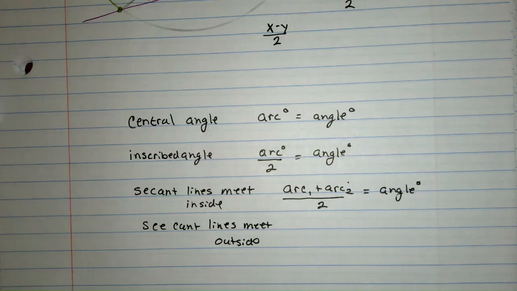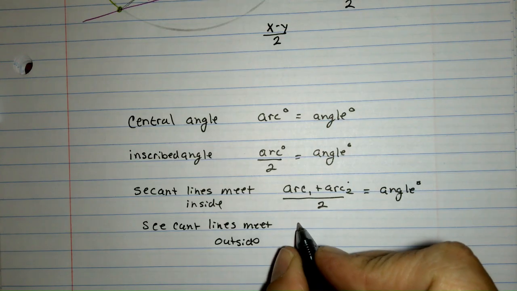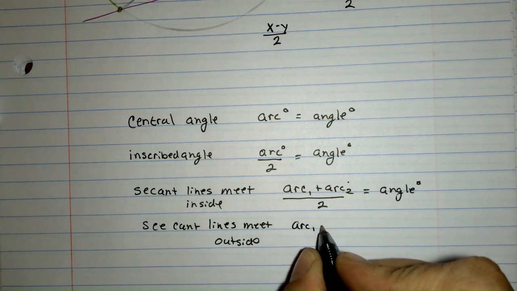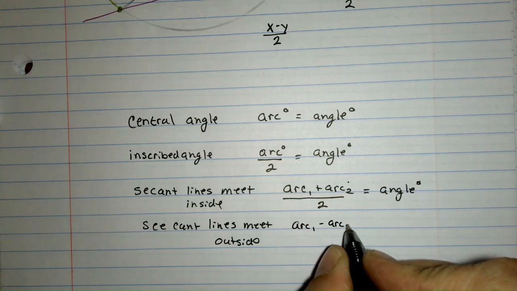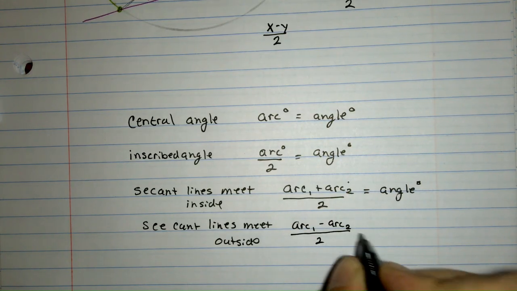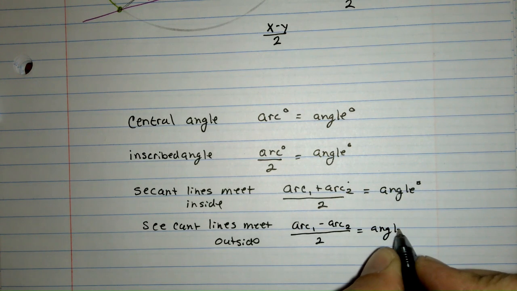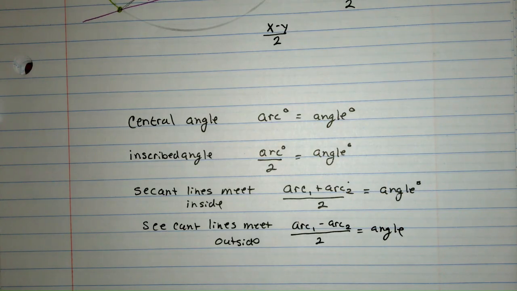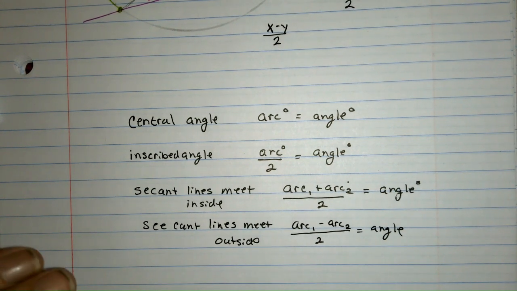And so let's say your secant lines are meeting outside of the circle. That's when you're going to take your arc 1 minus your arc 2 and divide it by 2 to get that angle. So it really is important to understand what type of line you have, whether you have central angle, inscribed, or you have secant lines meeting. So again, central angle must have the center involved. Inscribed is going to be using the side of a circle, whereas secant lines are either going to be clearly inside or outside.